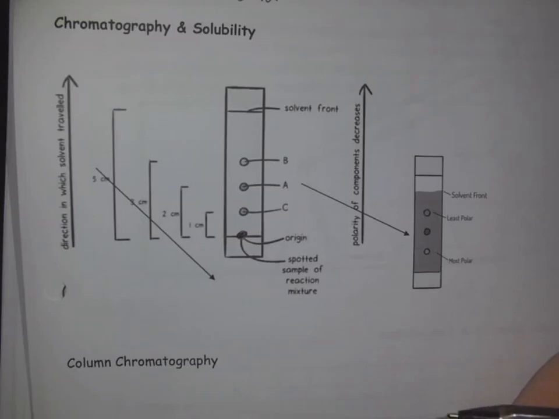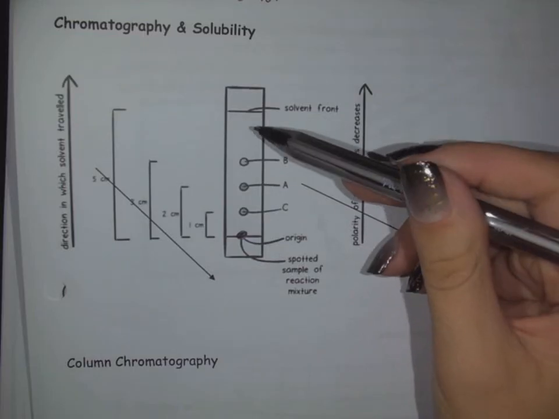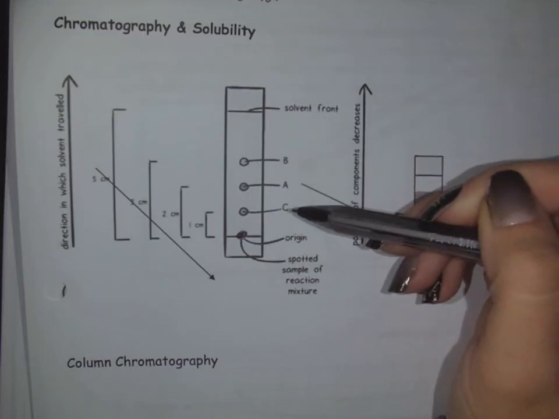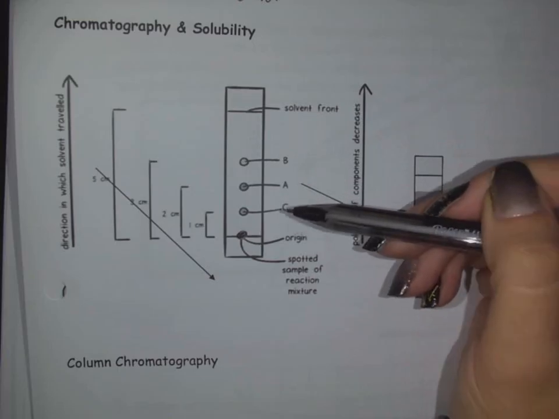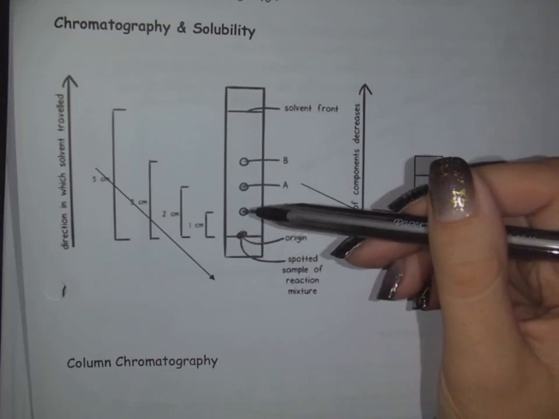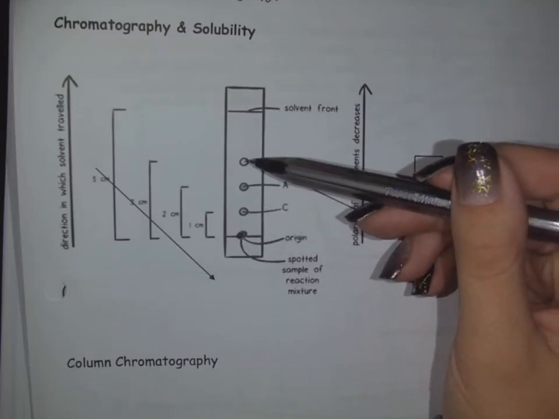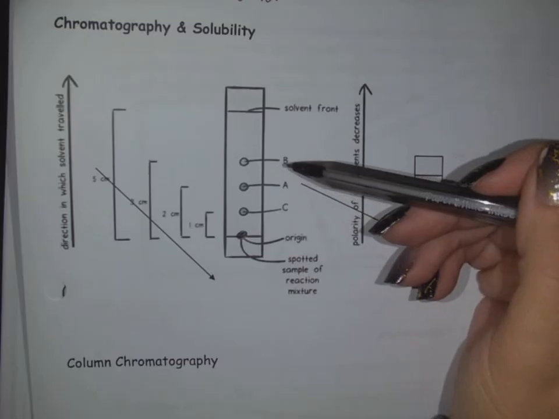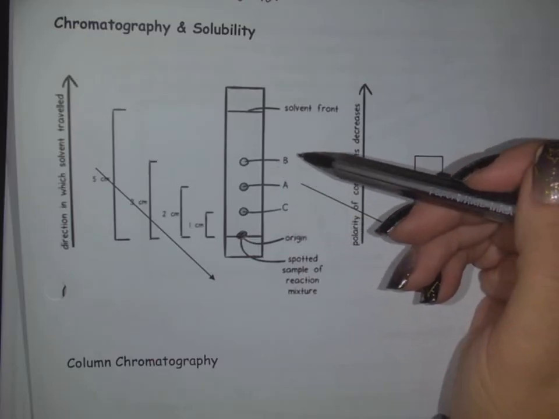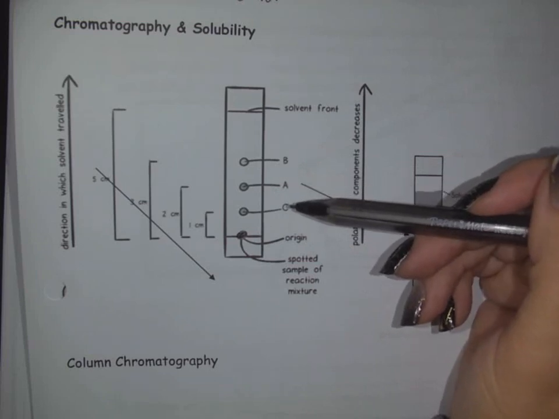First, if it was water that traveled through here, then whatever traveled the most is the most polar, and whatever traveled the least is the least polar. Some traveling will happen because we know like London dispersion, there are attractions there, but the one that is polar will travel the most. Okay, so based on this, we could say B is the most polar, then it's A, and the least polar is C.